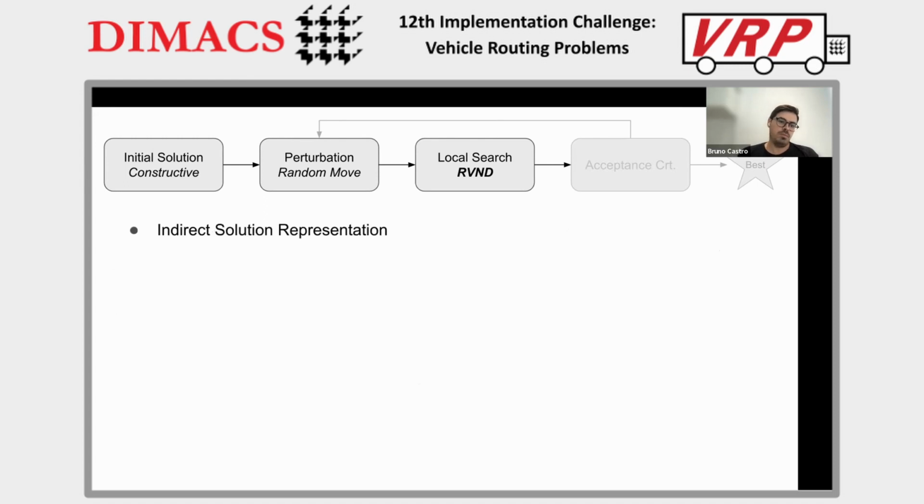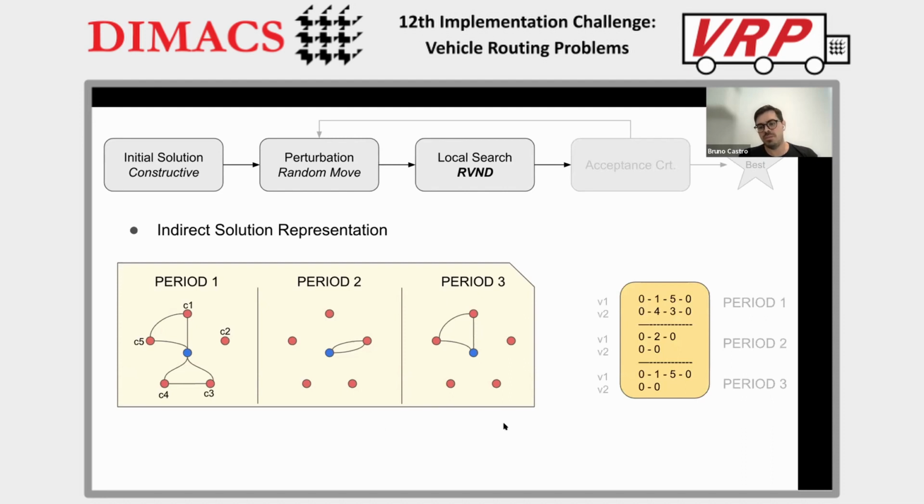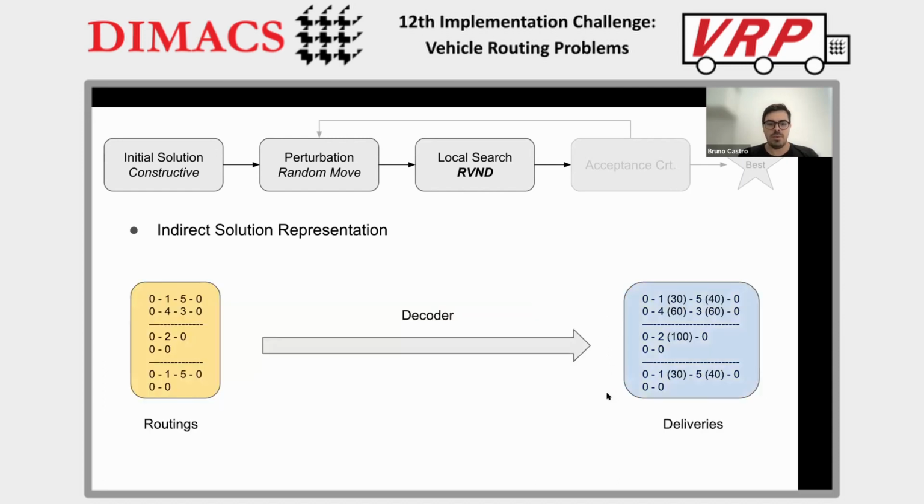During the local search, we have an indirect solution representation. For example, for one solution like this, we have this solution representation. We are just representing the routings for each period and for each vehicle. And we have to decode this routing to the deliveries. We are doing this by reducing to the minimum cost flow problem.